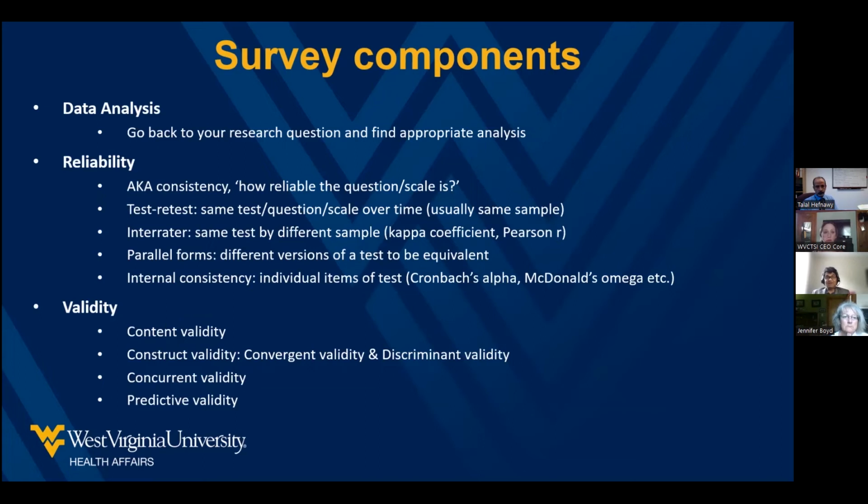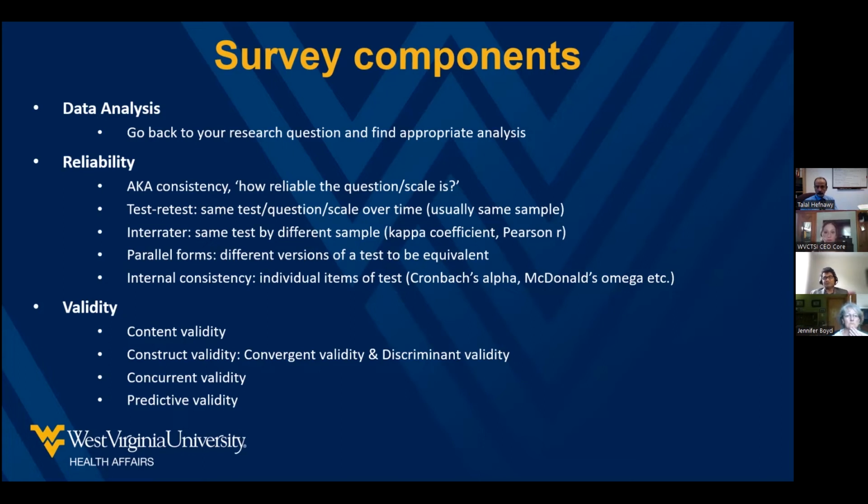Reliability is how reliable a question or a scale is. There are different types of reliability. One is test-retest, where you use the same test or questionnaire scale over time with the same sample, so you will know whether your scale is good or bad, or understandable. Another one is inter-rater, like the same test but with a different sample, a different population.